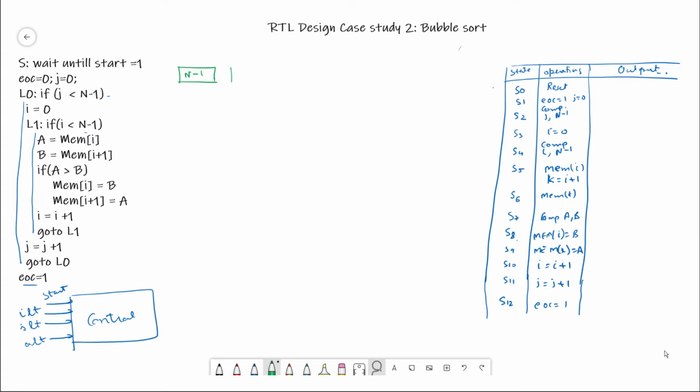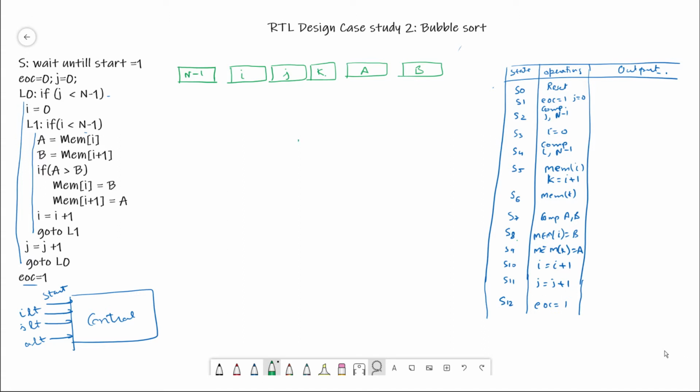Then we require I, and we require j also to be stored in a register, and we are now defining another new register k, which is actually I plus 1. So these are the 4 registers. Additionally, we also require a and b so that the operation can be done. So n-1, I, j, k, a and b, these are the registers which are required. Okay, so what else is required? What operations are required?